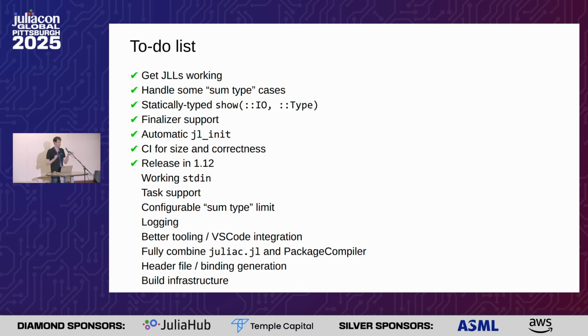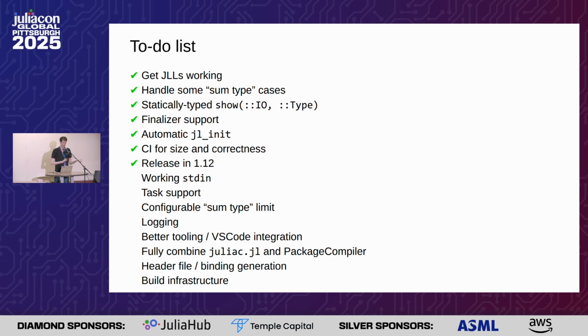Another cool thing that Gabriel and Cody added was basically automatic JL init. So this makes using libraries way, way nicer, because you don't have to tell someone, oh, by the way, before you call our functions, you have to call JL init. Very annoying. So now it's basically automatic. You can just give someone libm written in Julia, they call sign, and it just automatically works, which is really, really cool. So yeah, that was cool.